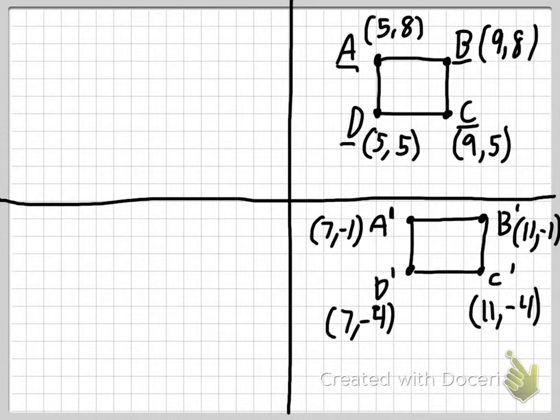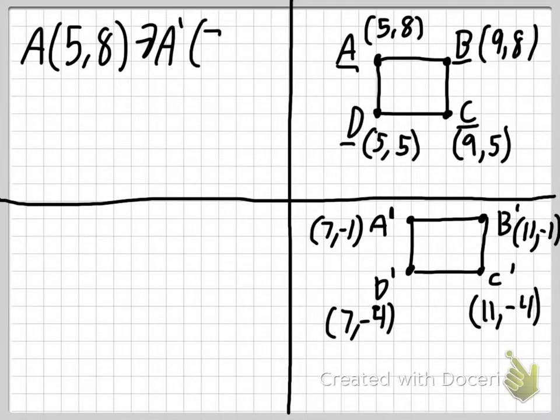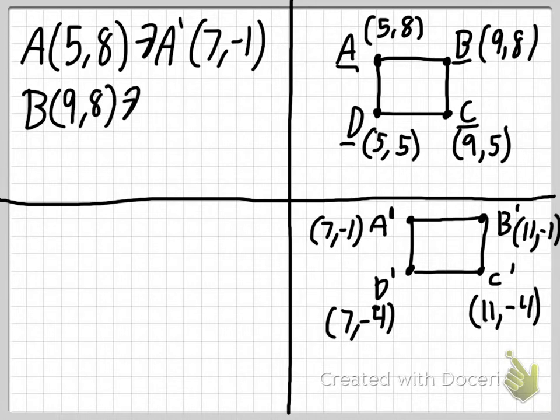Is the original. Now if we're going to describe this translation, what we need to do is look at the original point and the image point. So over here on the left, I'm going to look. A was at 5, 8, and we translated it to 7, negative 1. B was at 9, 8, and we translated B prime to 11, negative 1.